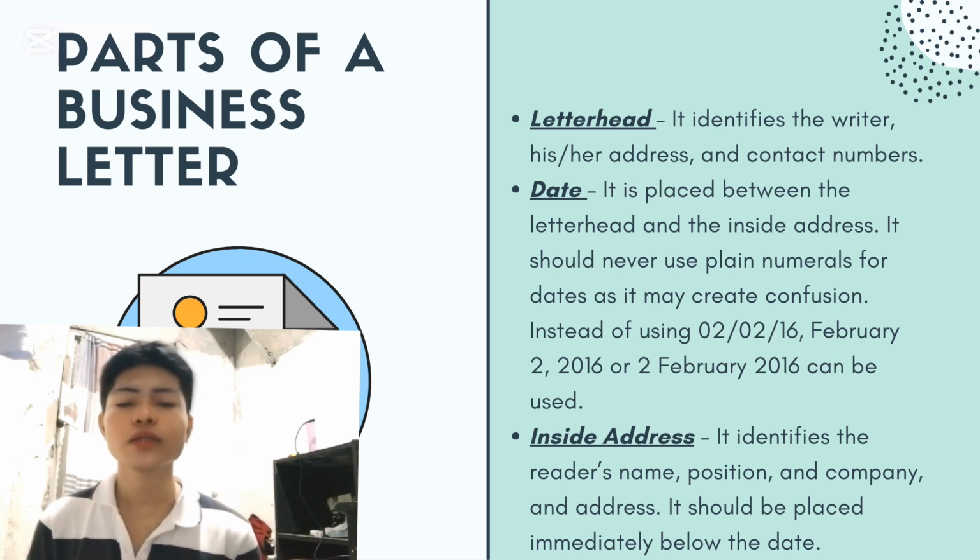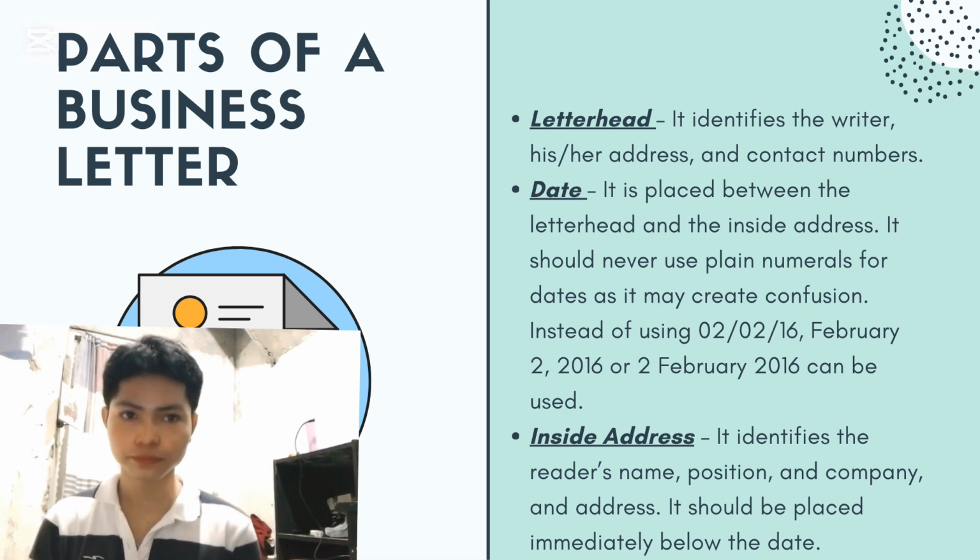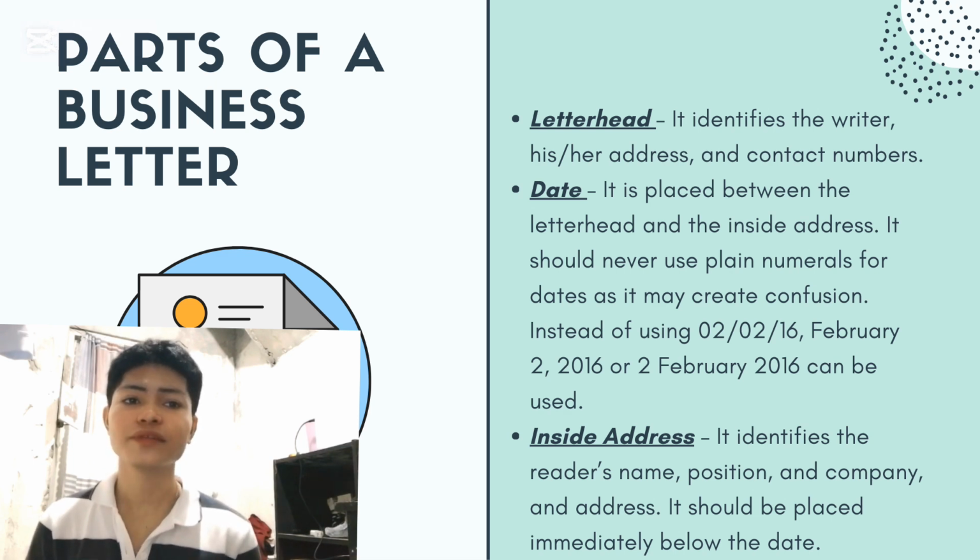Instead of using numerals, we can use the day, then the month, and then the year, or 2 February 2016. Next, the inside address. It identifies the reader's name, position, company, and address. It shall be placed immediately below the date.